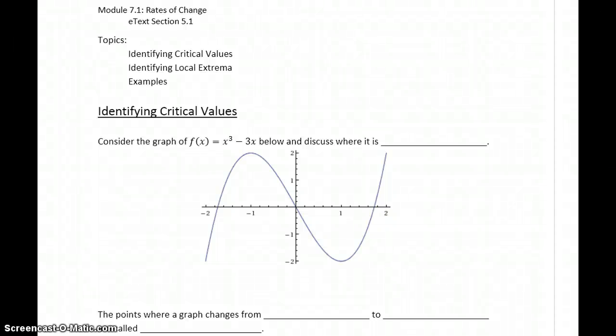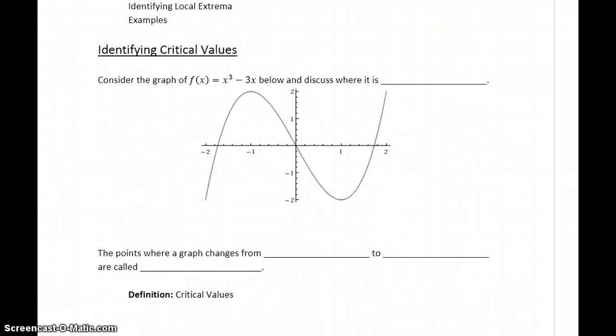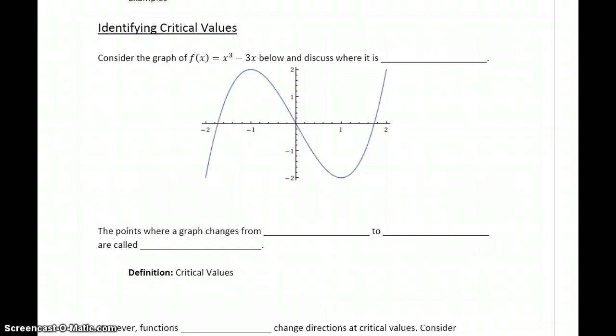In Module 7.1, we want to spend some more time talking about the derivative and the information that the derivative gives us, or the information that we can pull out of a function to better understand the behavior of our graph and what's happening to it. So consider this function below, f of x equals x cubed minus 3x. We want to look at where this function is increasing and where this function is decreasing.